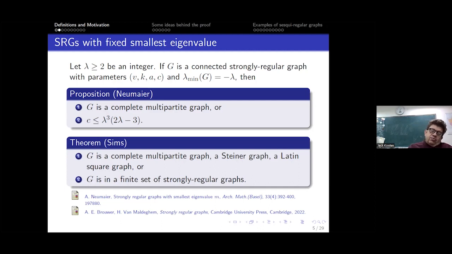The fourth power theorem is usually attributed to Neumaier, but it is really a theorem by Sims, although he never wrote down the proof. In a survey paper in the 1970s, I believe, they attributed this theorem to Sims. So what he showed is that if you fix your smallest eigenvalue minus lambda, then either it is a complete multipartite graph, a Steiner graph, a Latin square graph, or it is in a finite set of strongly regular graphs. So the number of vertices is bounded by some constant. And last time Michael talked about lambda is -3, how big this set is.